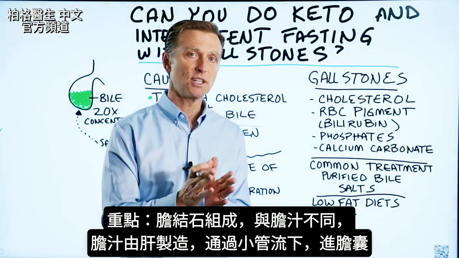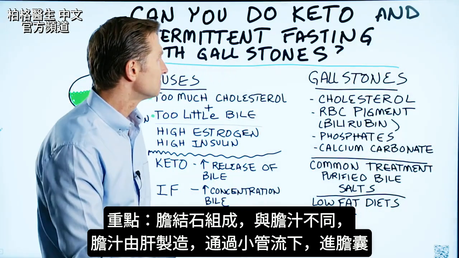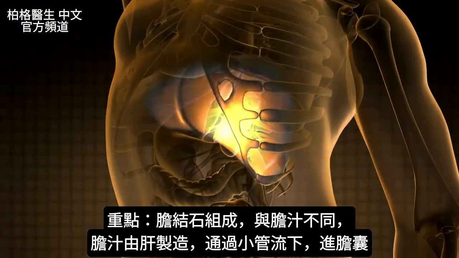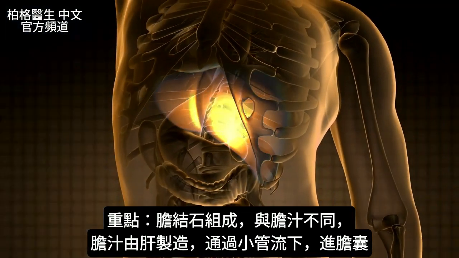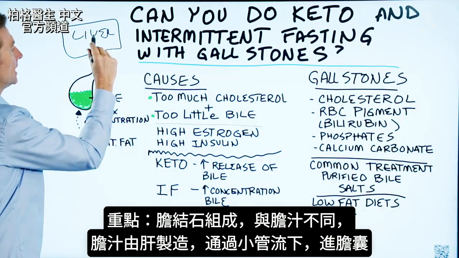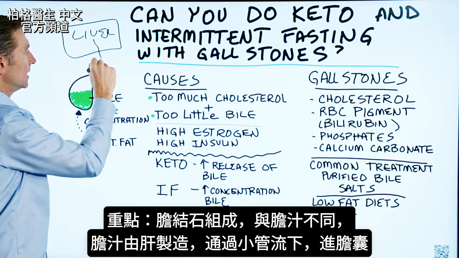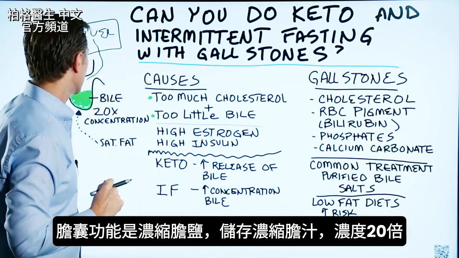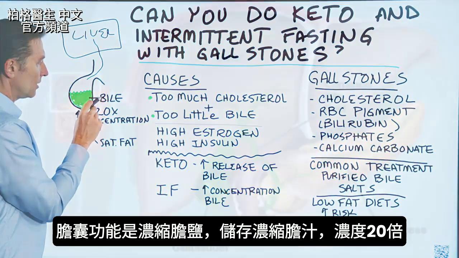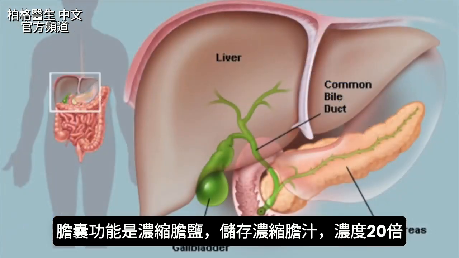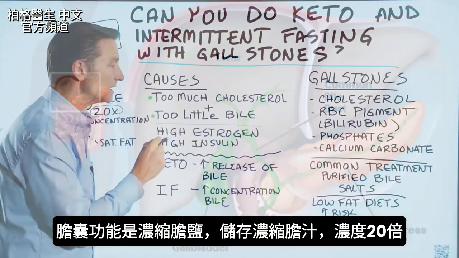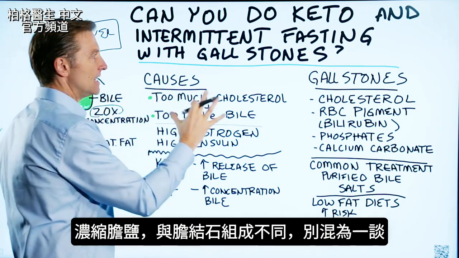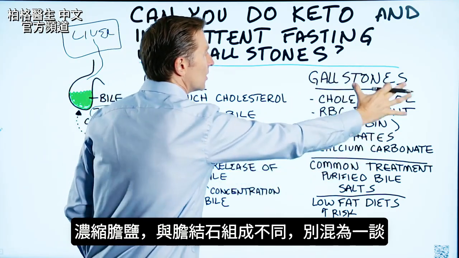So the most important thing you need to know about this video is that the composition of a gallstone is not the same thing as bile. Bile is made in the liver up here, okay, liver, and it drains down through a little tube and it goes into the gallbladder, which is just a sac. And the purpose of the sac is to concentrate bile salts. So in the gallbladder, you have this really concentrated solution of bile salts, like 20 times concentrated. This bile salt that's super concentrated is not the same consistency as what's in a gallstone.